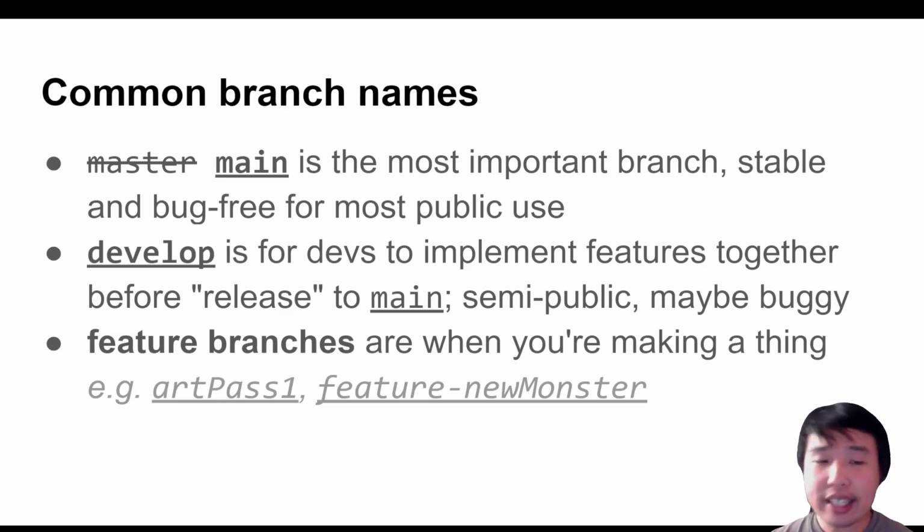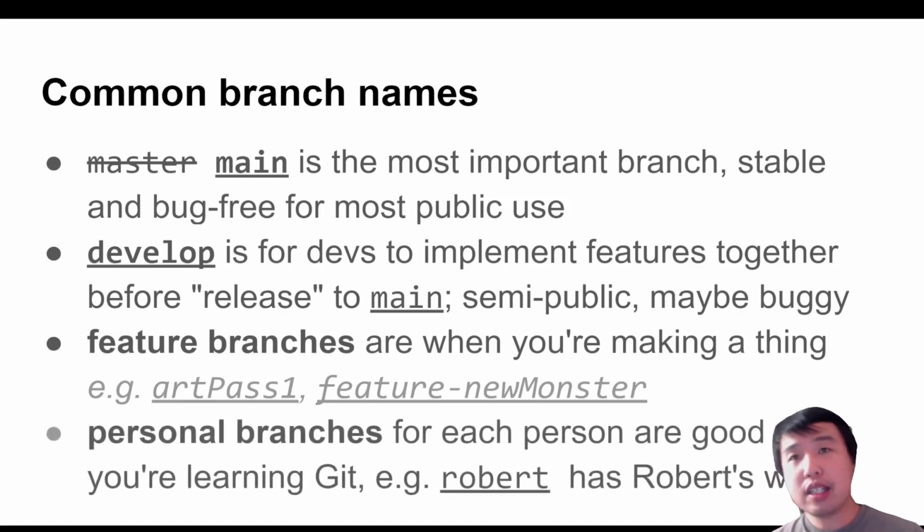Or let's say you're adding a new monster, you might name your branch feature new monsters. And then people will know what's in that branch. And let's say they want to look at the monster code, they can just look at your branch and maybe even help you out on implementing the new monster code for your game.